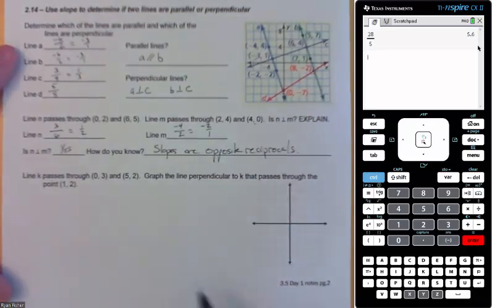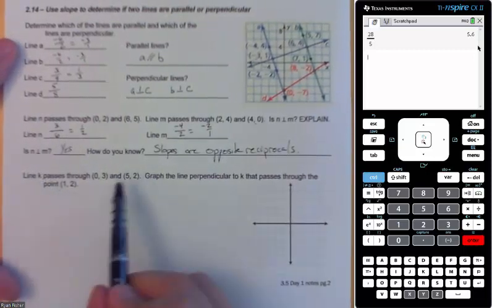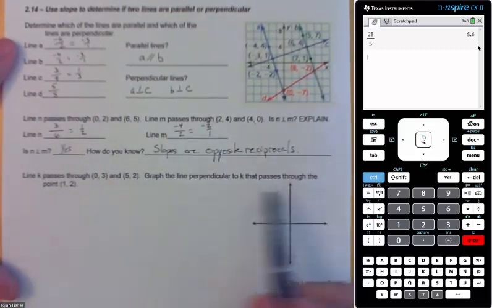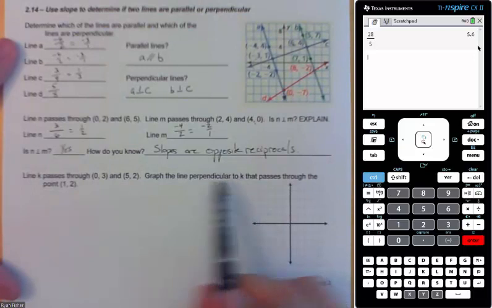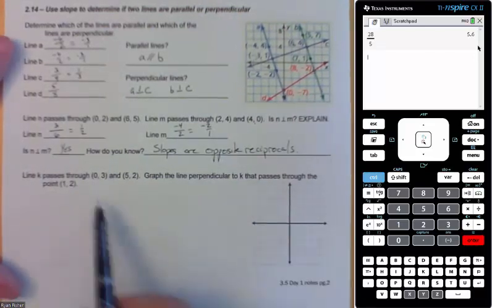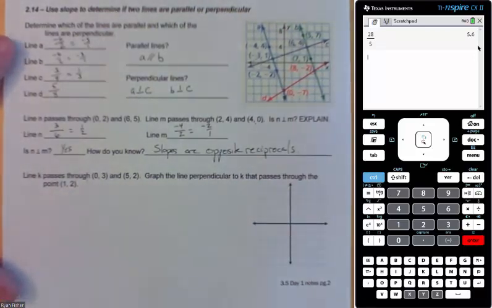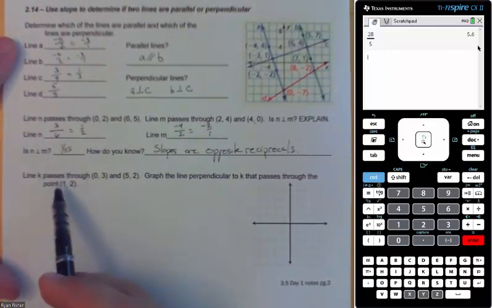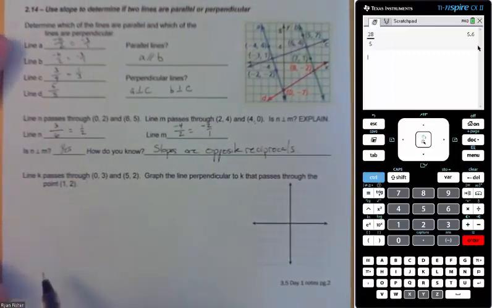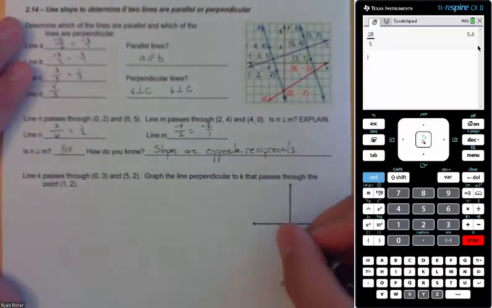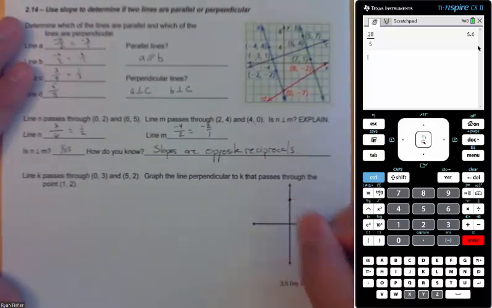Let's see, one more thing here. Line K passes through these two points, and we want to graph a line that's perpendicular to this one and that also passes through this specific point. All right, let's start by at least graphing K, and then we'll worry about this perpendicular line stuff. K goes through the point 0, 3, so over 0 up 3. And 5, 2, over 5 up 2.